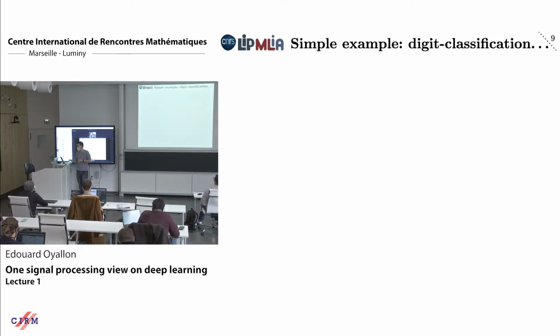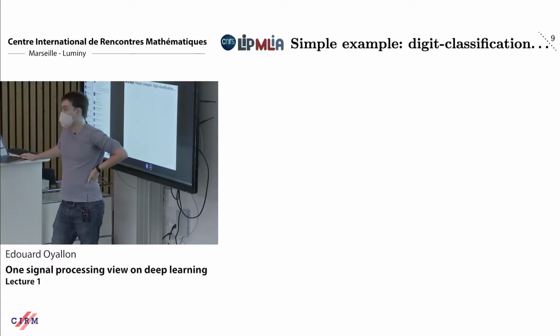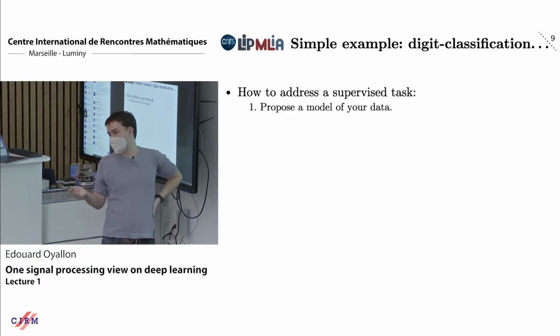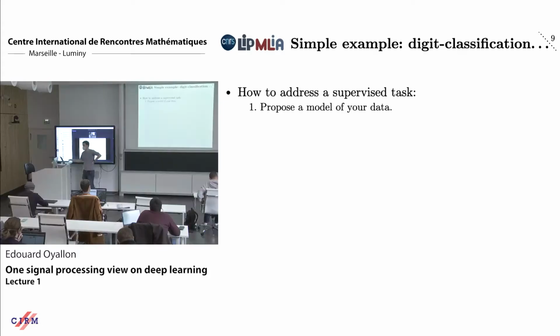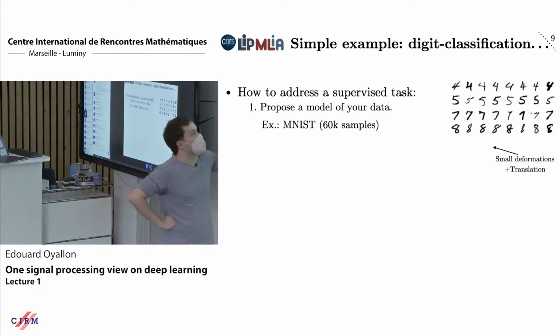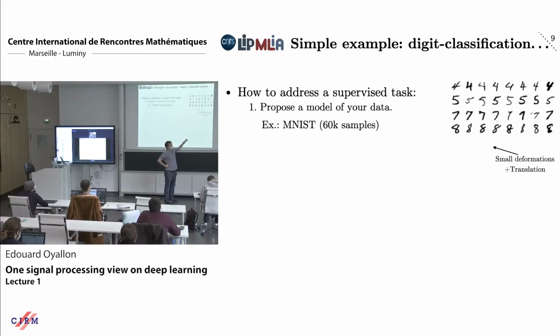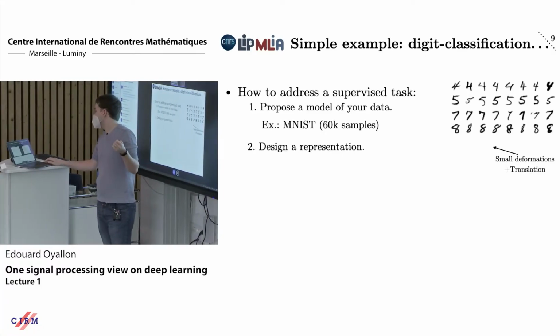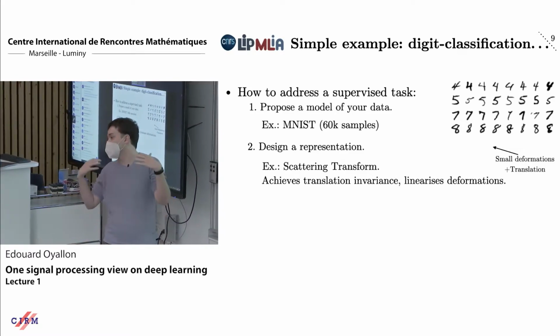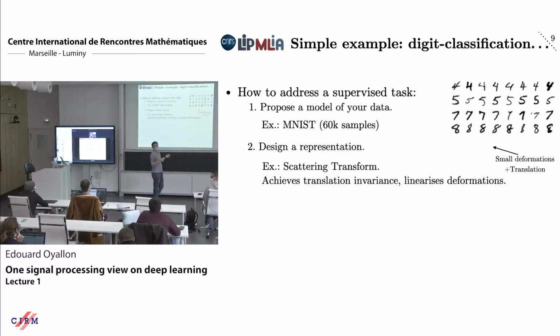If you want to address, for example, a simple task like digit classification, in general, first we propose a model of our data. In the case of digits, for example MNIST, your data mostly has some variability which is geometric, by which I mean small deformations or translations. Once you have a nice model of your data, you can design a representation where your goal is to reduce those geometric variabilities, in order to have a simple complexity problem, which means that if you have enough samples, then you can have a good estimate of your representation.